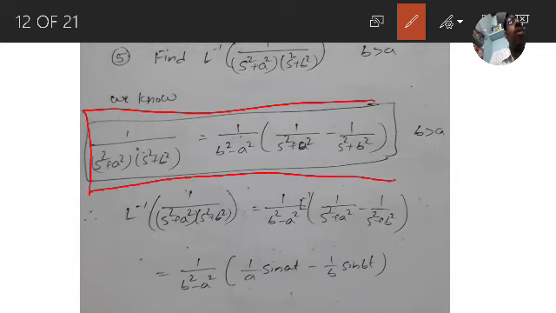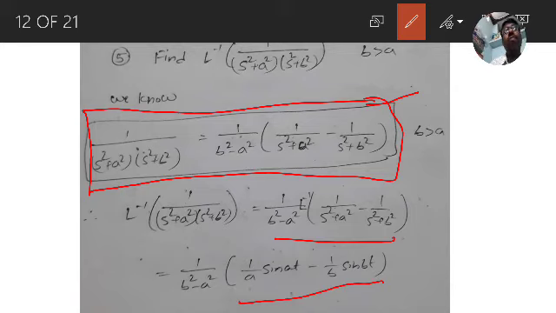This is the formula. Whenever b is greater than a, 1 by s square plus a square into s square plus b square is equal to 1 by b square minus a square into 1 by s square plus a square minus 1 by s square plus b square. Just using the formula gives you 5 marks. Very easy by applying the formula. Now apply the standard formulas of inverse Laplace transform, which gives the answer.